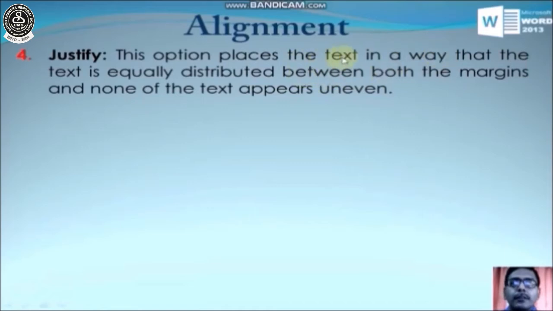Clear? So how does it come about? We know that no line in a paragraph is equal. So how does Word manage it? Word actually puts extra spaces between the words and pushes the text towards the margin so that it is evenly distributed. Okay.